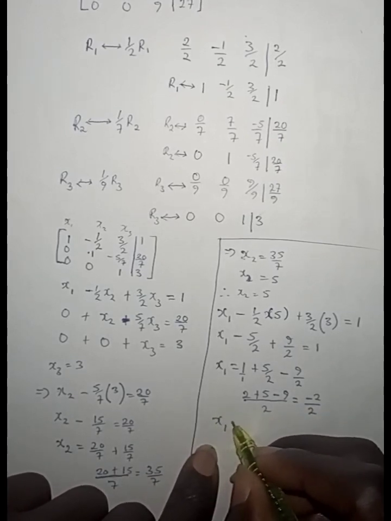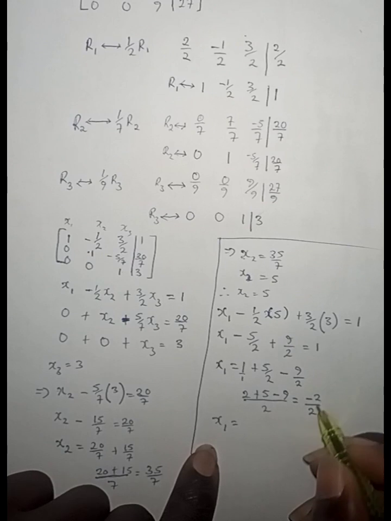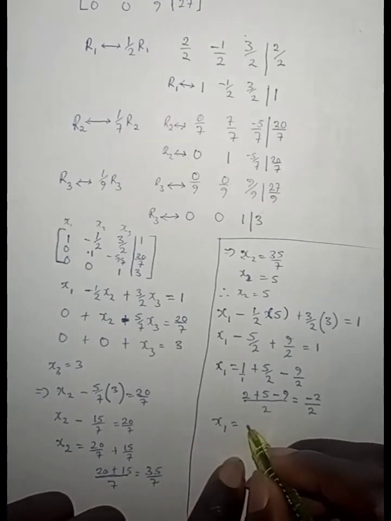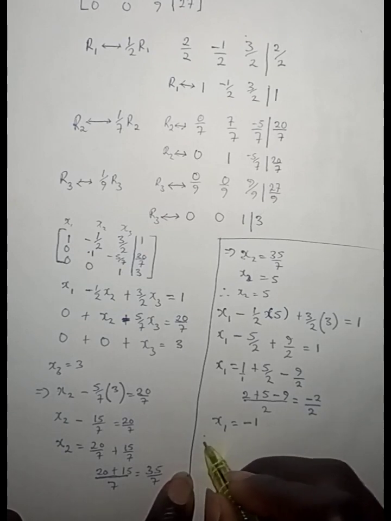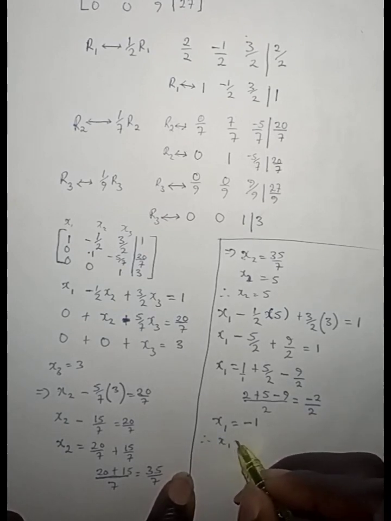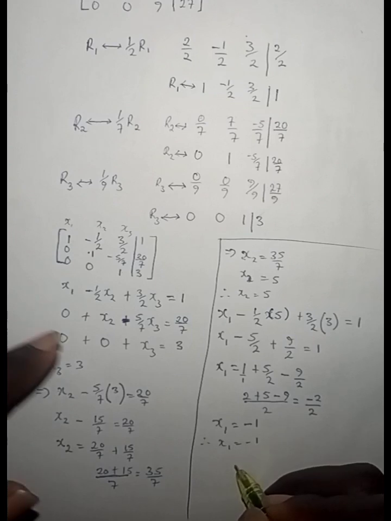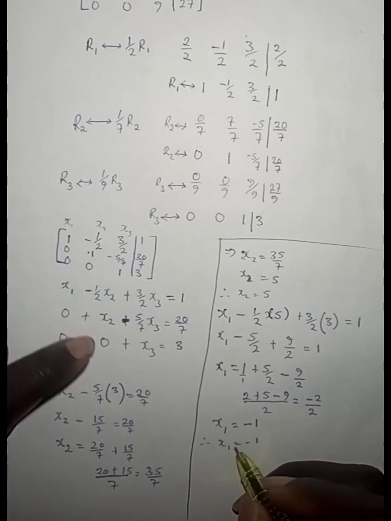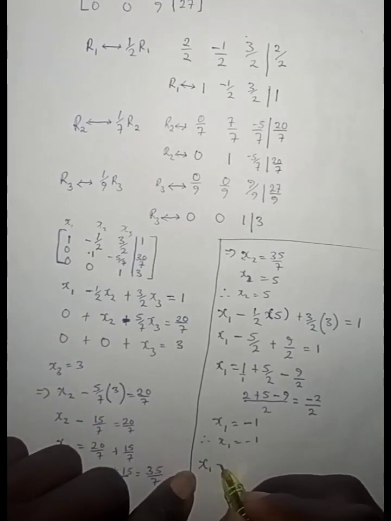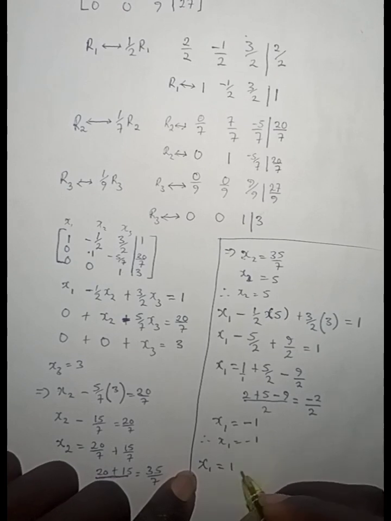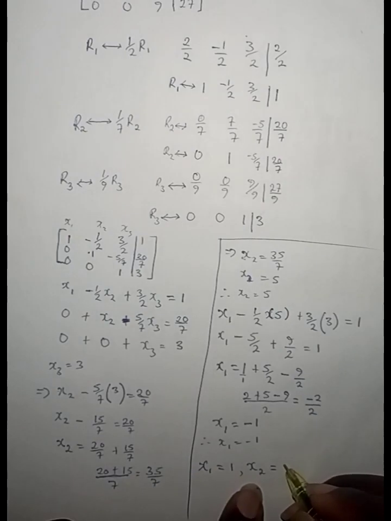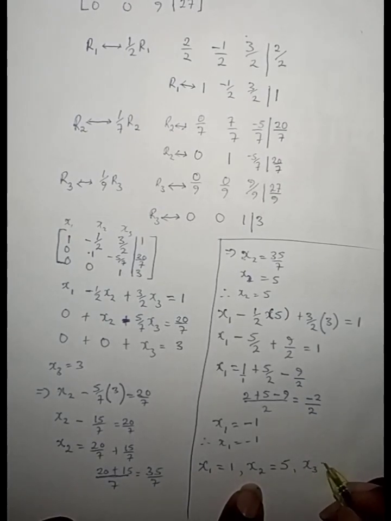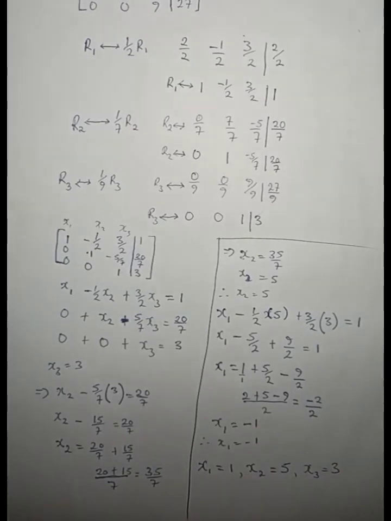x1 will be equal to minus 2 divided by 2, which is minus 1. Therefore, x1 is equal to minus 1. So we'll have our variables x1 equal to minus 1, x2 equal to 5, and x3 equal to 3.